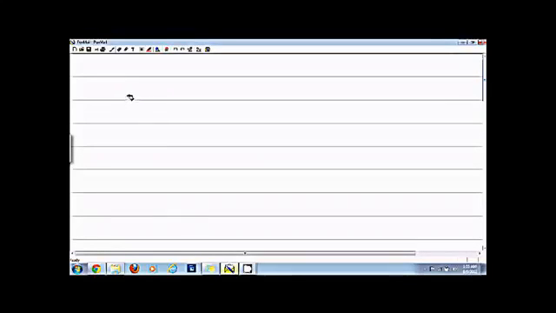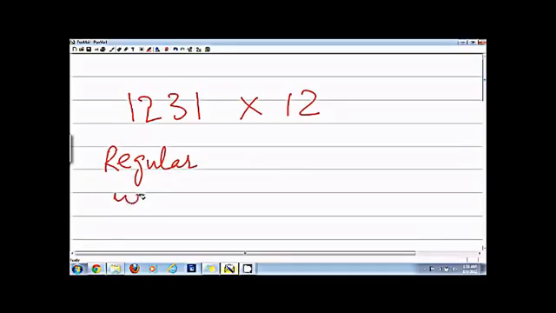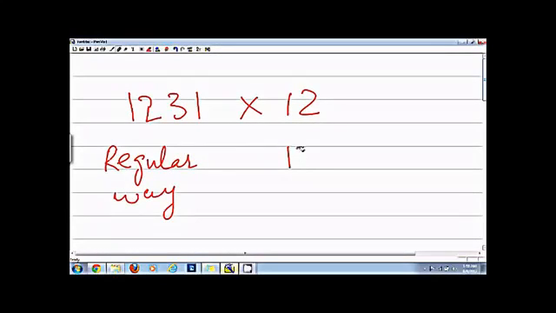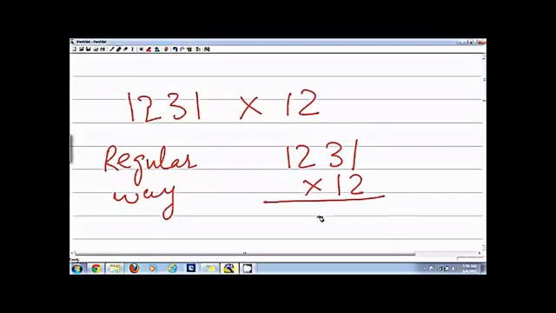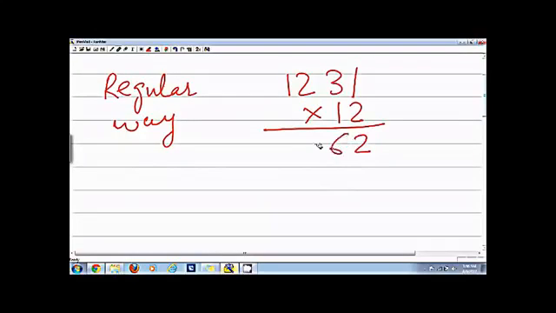Hi everyone, in this tutorial I will show you how to multiply a number by 12 in a quick and easy way. For example, I have 1, 2, 3, 1, and I want to multiply it by 12. So the regular way will be to write 1, 2, 3, 1 and then multiply it by 12. So in this case I will say 2 times 1 is 2, 3 into 2 is 6, 4, 2, and then 1, 3, 2, 1.